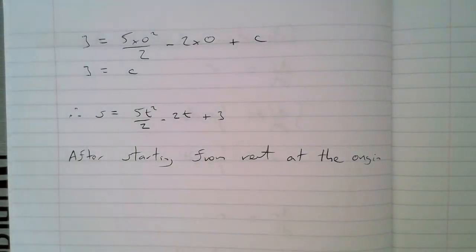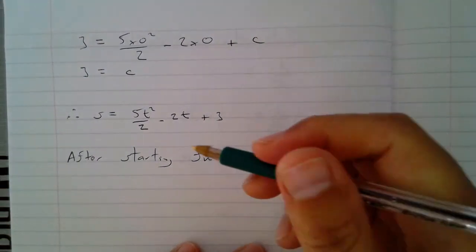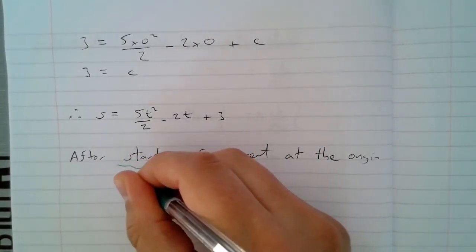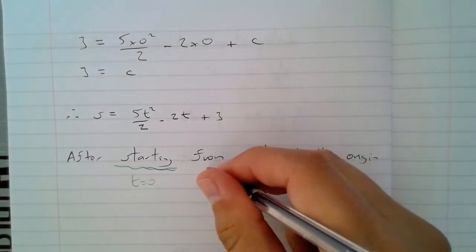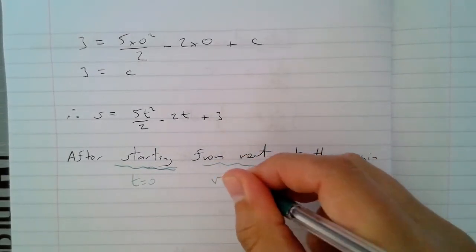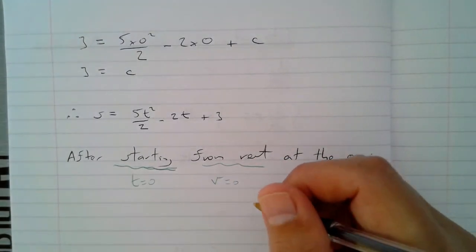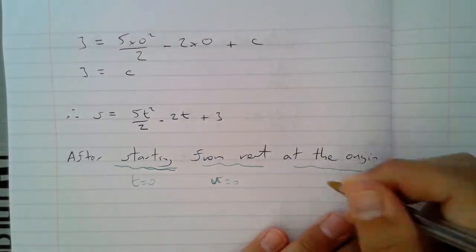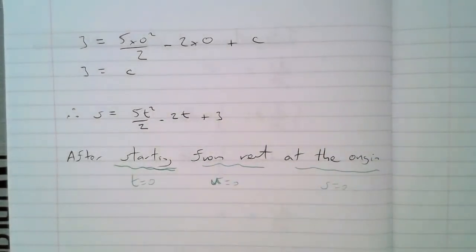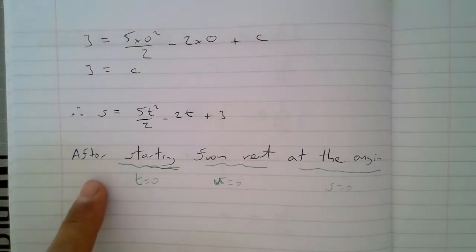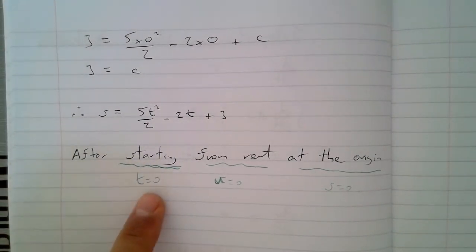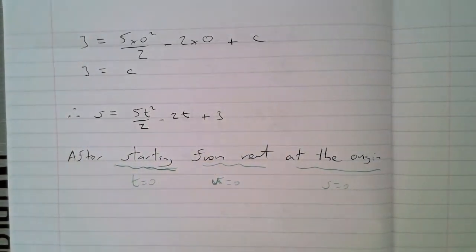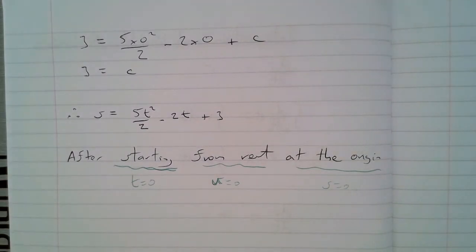So if you're starting from rest at the origin, that implies at t equals 0, from rest, that means the original velocity is 0, or let's put u for the initial velocity. And at the origin, that must mean the displacement was 0. So if they write the sentence as starting from rest at the origin, then at time equals 0, the initial velocity is 0 and the displacement is 0. I think that's probably quite obvious, but just in case it caught anybody out, we've added that one in.